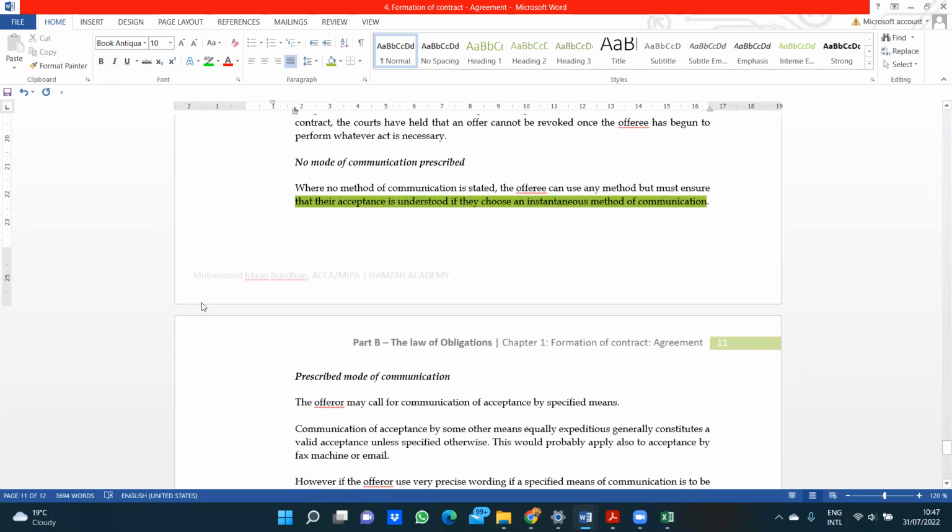So when there is no prescribed mode of communication, any method can be used, but the offeree must ensure that it has been understood and that clear words have been used for the offerer to understand that the offeree has accepted the offer.